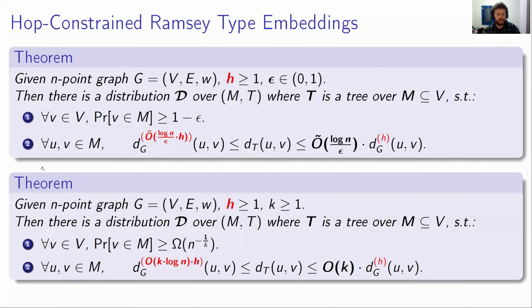And let me also mention that we actually get a generalization of this result. While here we allowed only for log n distortion, you actually can get much smaller distortion for every parameter k. You can get distortion which is asymptotically k, and the hop distortion also changes accordingly. And the caveat, of course, is that the probability to belong to the set is now much smaller. Instead of 1 minus epsilon, where almost everybody belongs to the set M, now your probability to belong to the set M is only n to the minus 1 over k.